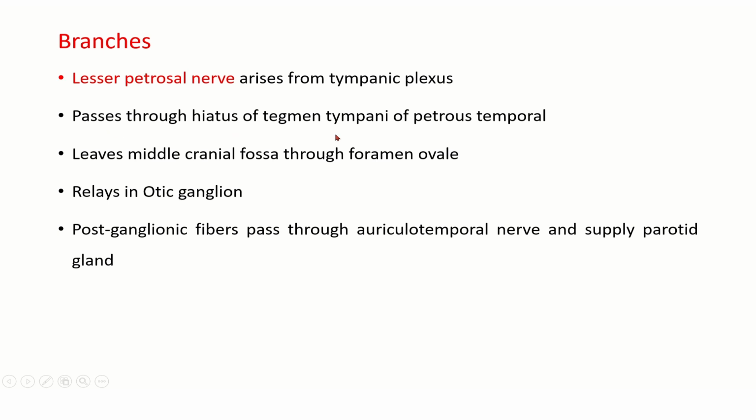passes through the hiatus of the tegmen tympani of the petrous temporal into the middle cranial fossa, then leaves the middle cranial fossa through the foramen ovale or sometimes the canaliculus innominatus, then relays in the otic ganglion. Postganglionic fibers pass through the auriculotemporal nerve and supply the parotid gland.